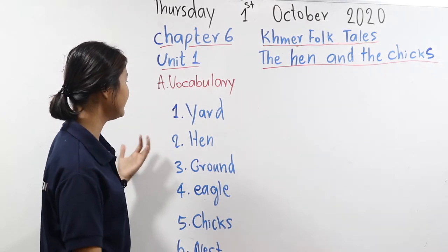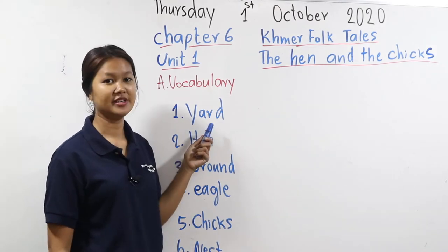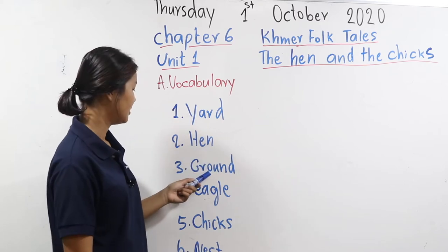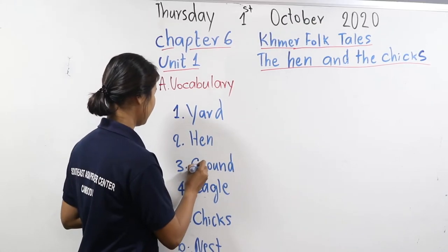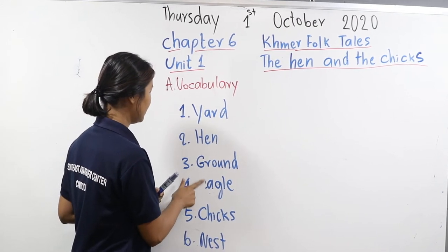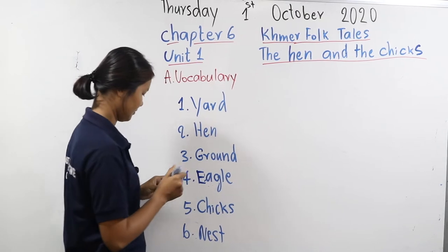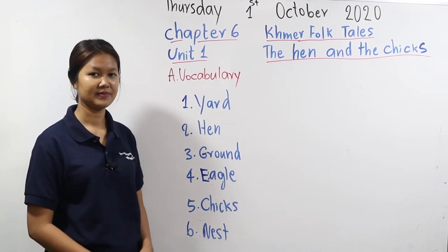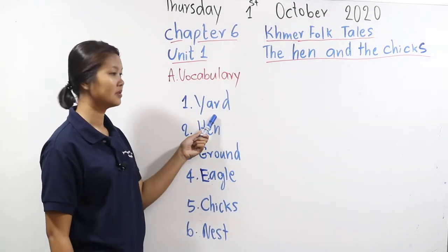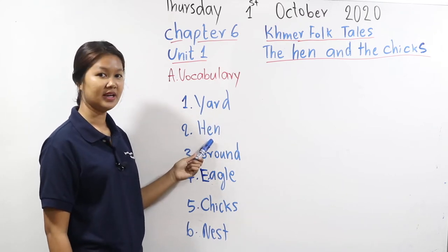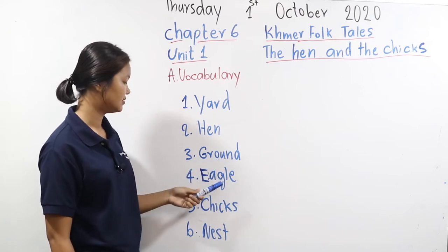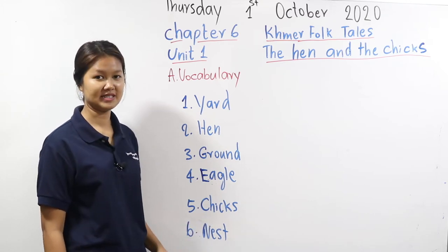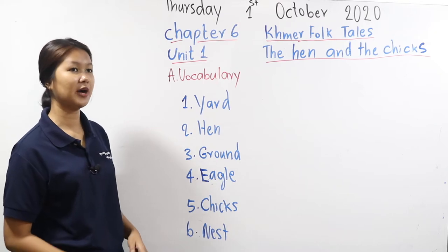Okay, so word number 1, please listen to me. Yard. Yard. Word number 2, hen. Hen. Word number 3, ground. Ground. And word number 4, eagle. Word number 5, chicks. And word number 6, nest. Listen one more time. Yard, hen, ground, eagle, chicks, and nest. All right, so now please repeat after me.